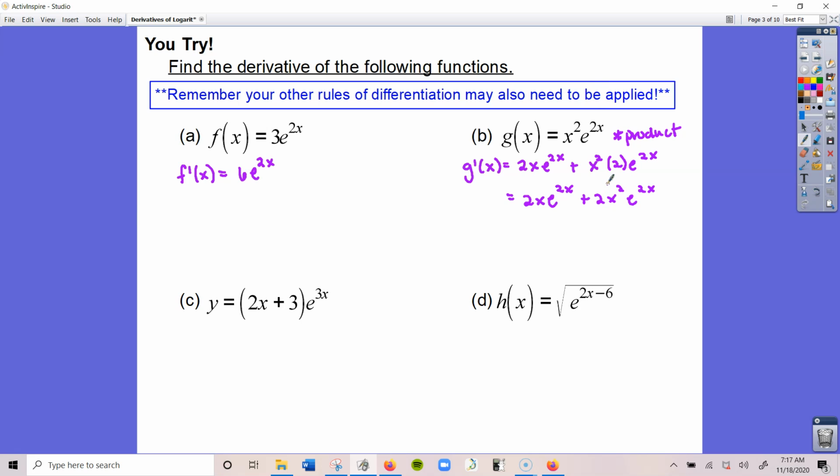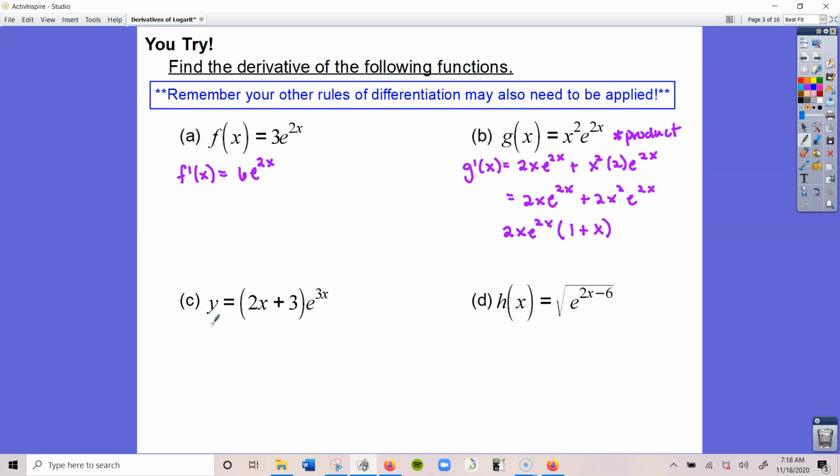This is my derivative. And if you wanted to, you can factor. As you can see, both of these terms have a 2 and an x in common, and they both have e to the 2x. So I can factor out 2x e to the 2x, and I would be left with 1 plus x.